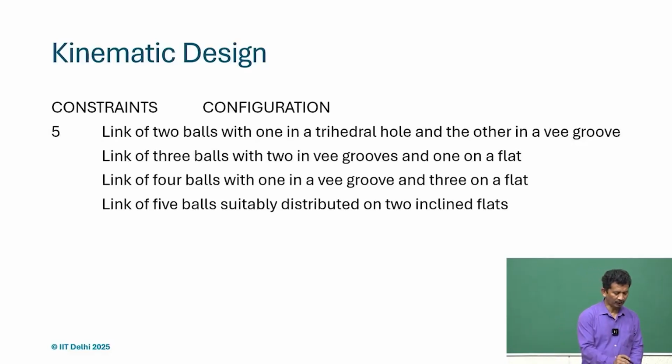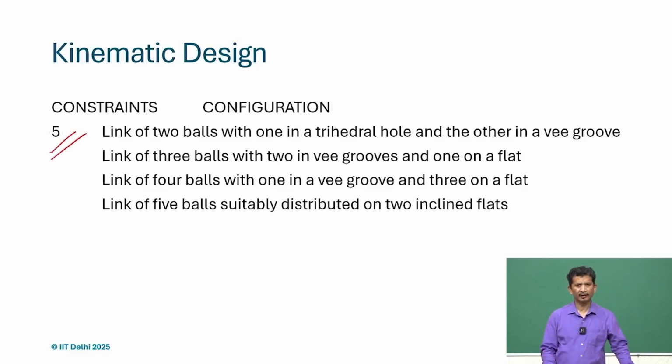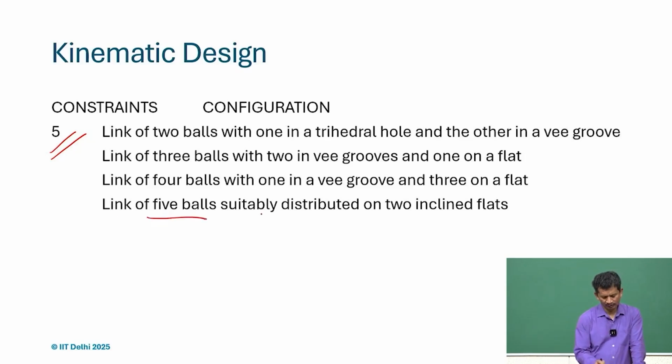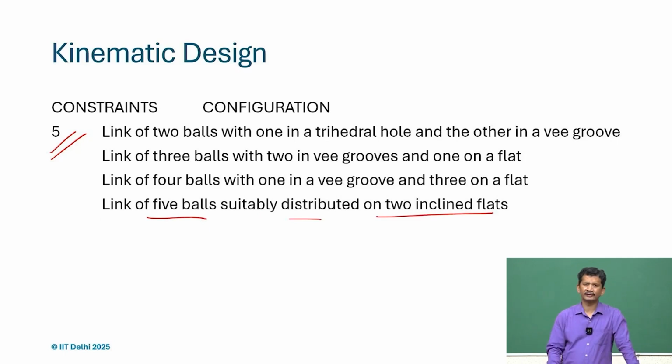So, if we proceed similarly, and what if we somehow manage to get 5 contacts? So, 5 constraints can be defined. Then we have to find those 5 contacts and how to define them. I think it may not be very easy to visualize that, and many times what you also realize is, the last one, 5 balls suitably distributed on 2 inclined flats.